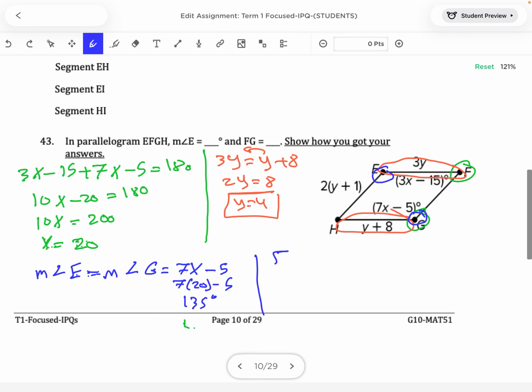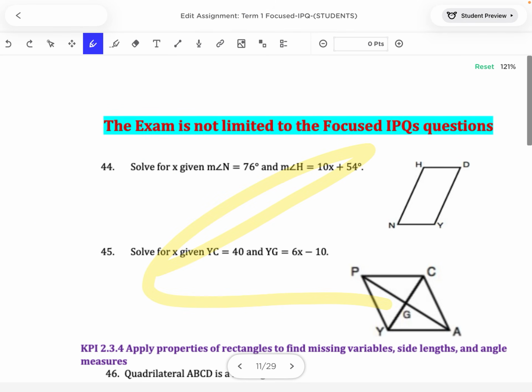They need FG, which is equal to HE, that is equal to 2 multiplied by y plus 1, so 2 times 4 plus 1, so the answer is 10. Next one.